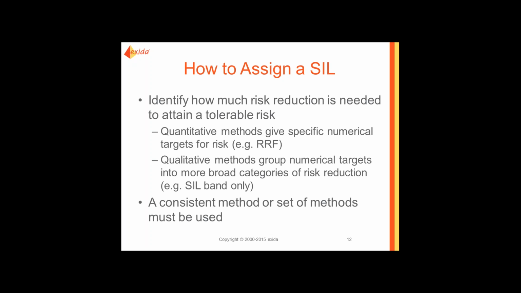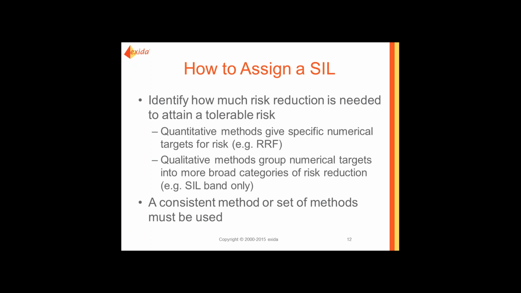And in the process industry, if you're using demand mode, in other words low demand, where your demands are going to be less frequent than once per year, then there is a direct correlation between the average probability of failure on demand and the risk reduction factor, which is an inverse relationship. So risk reduction factor can give us much more specific targets. The qualitative methods group these numerical targets into more broadband categories of risk reduction. So they'll get you into a SIL band.